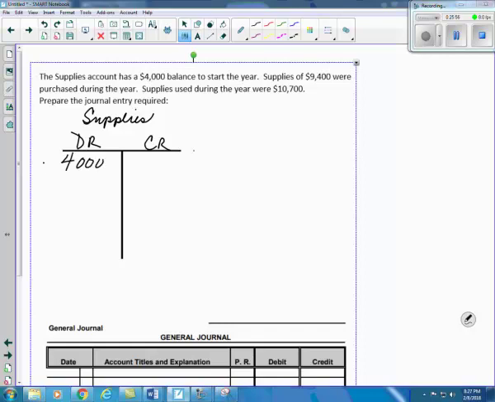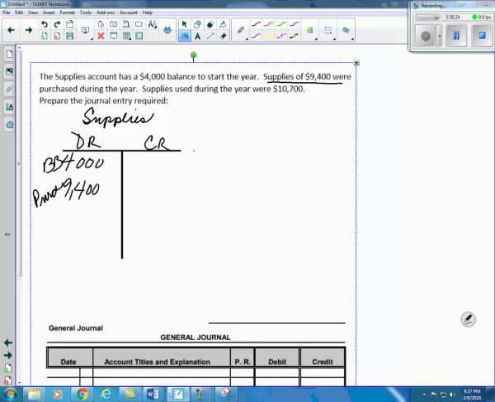That's our beginning balance. What they also tell us is that supplies of $9,400 were purchased during the year. If we assume those were for cash, we would debit the supplies account, the asset account, making it go up, and we would credit the cash account, making it go down. So let's put our $9,400. These are our purchases during the year.